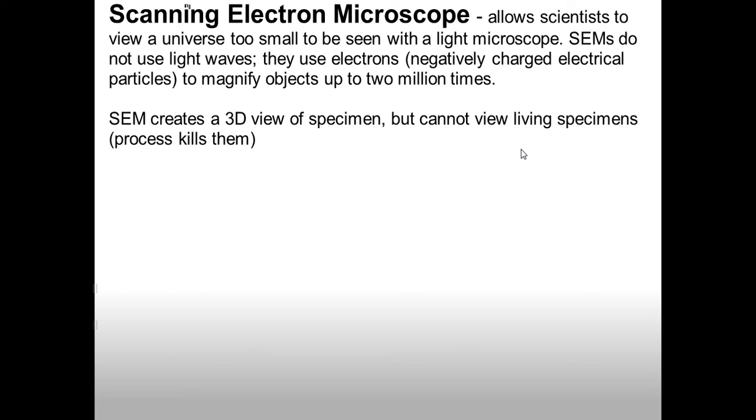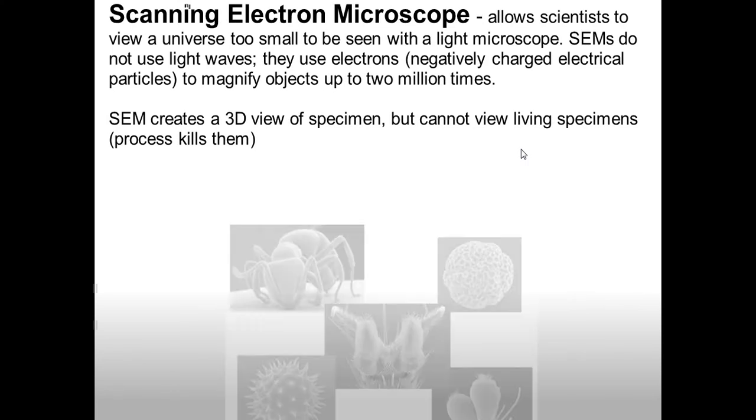The SEM also creates a 3D view of the specimen, but the disadvantage is that you can't view living things. In a light microscope, you can take a drop of pond water and put it under the microscope, and you can see the organisms from the water as they're still living. You can see them moving, swimming, things like that. Here, you cannot view living things. The process to create the specimen would kill them.